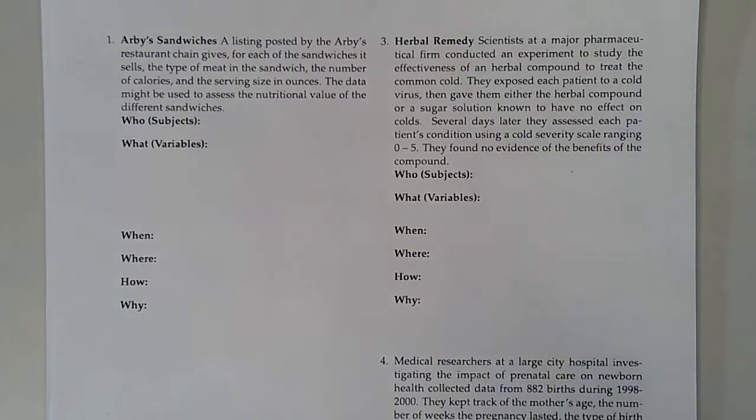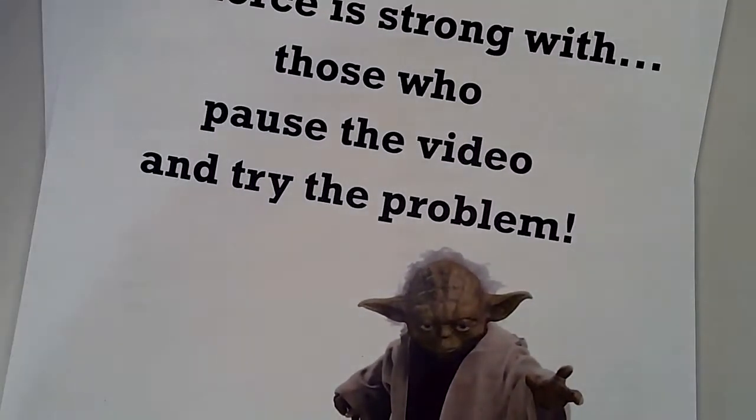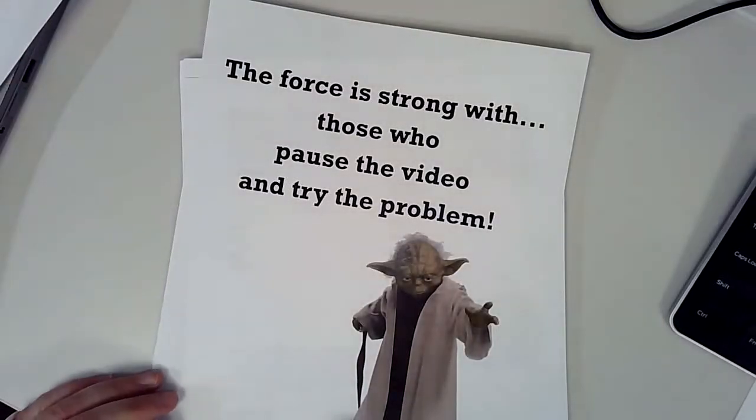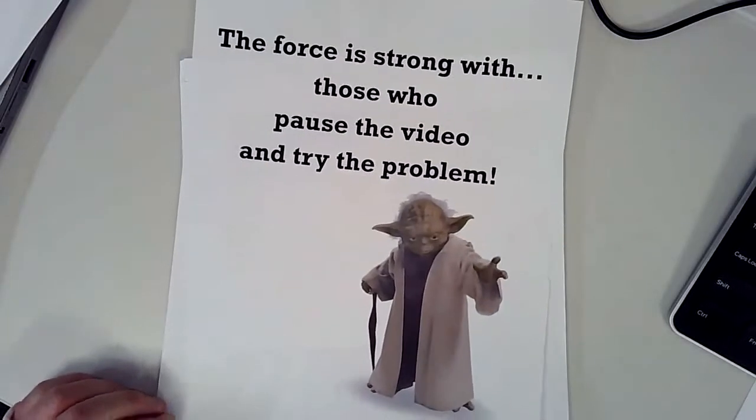Right, so this is page 4 of your guided notes, and this is a chance for you to practice identifying those 6 W's. So we're going to start with this one on Arby's sandwiches, and there's some information there. So what I'd like you to do is to go ahead and pause the video and give this a try and see how you do. We'll come back in a minute and we'll do it together, but I'd like you to try one just to get a sense of it.